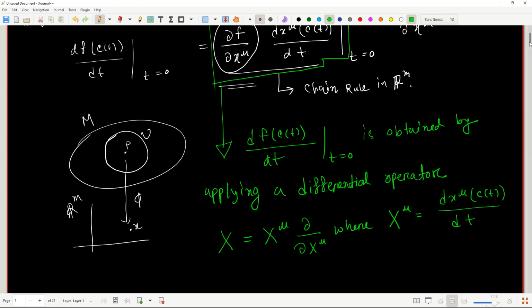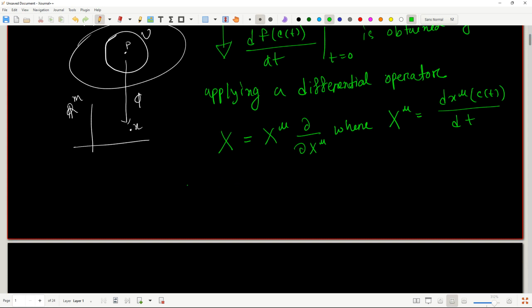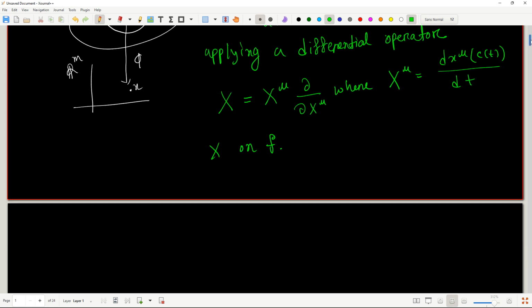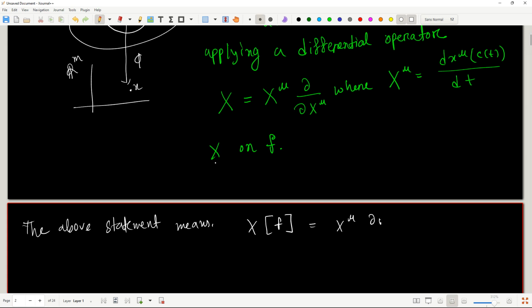Applying this differential operator X on f, what I mean by that is that the above statement means, let's denote the operation of X onto f as this. This means X mu del f del x mu. This is what it means.